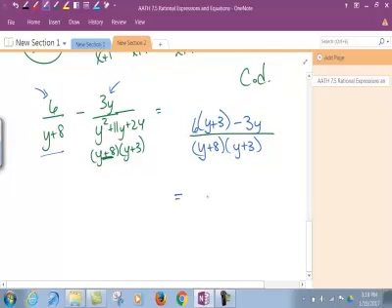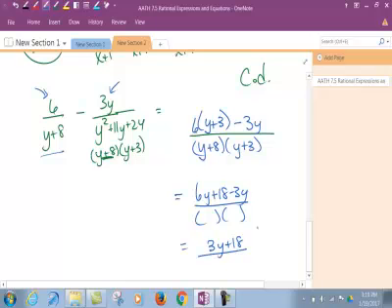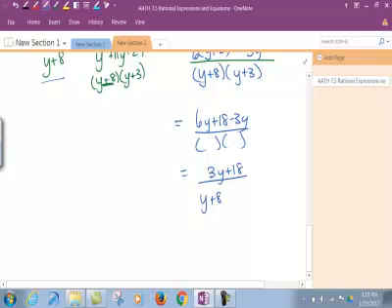So now all we have to do is clean up the top, so we get 6y plus 18 minus 3y over these two factors, which becomes 3y plus 18 over (y plus 8)(y plus 3). All right, we are done here. We might want to check by factoring the top, because every once in a while when you factor the top you have something that cancels, but in this case it does not cancel with the denominator, so we are good to go. We are done here.